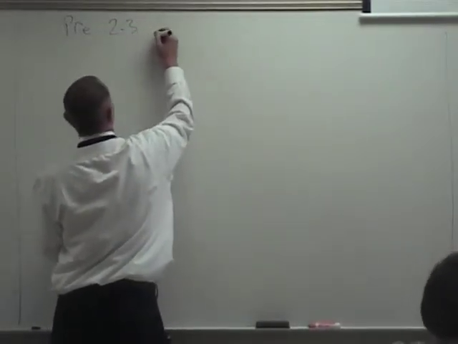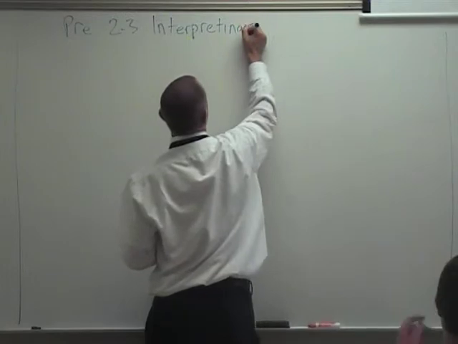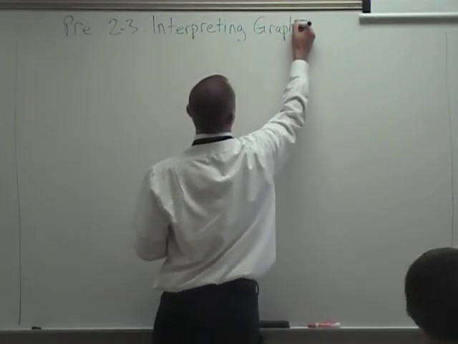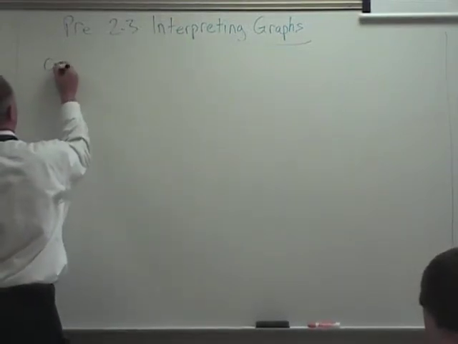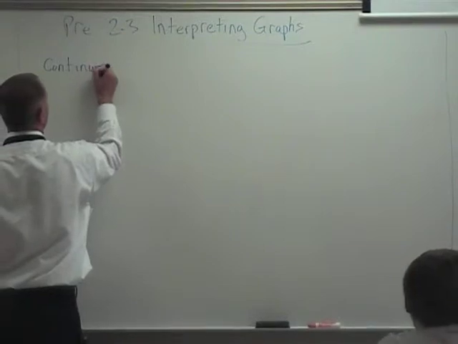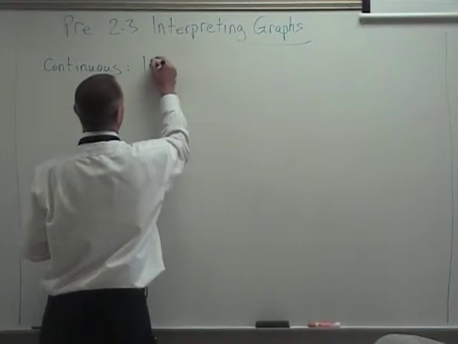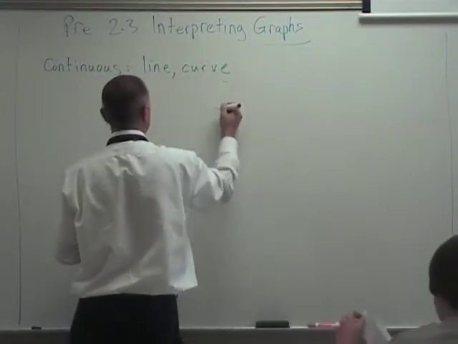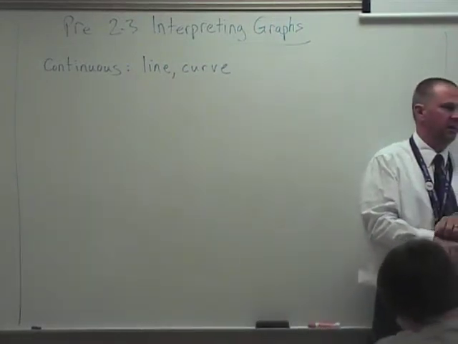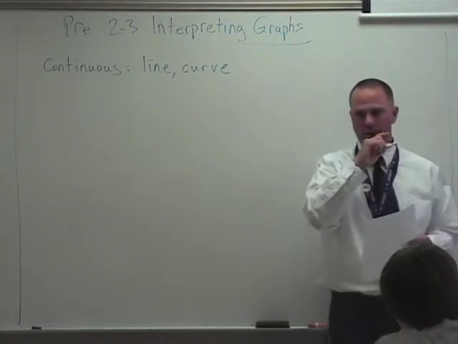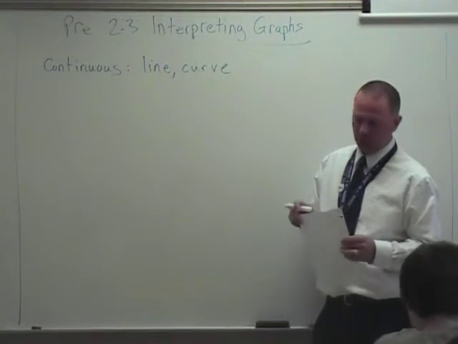Algebra 2-3, interpreting graphs. Okay? So, what types of graphs are we going to be dealing with? First of all, the first one is continuous. That means it's a line or a curve. Basically what we have been dealing with, what we're supposed to deal with in this class.